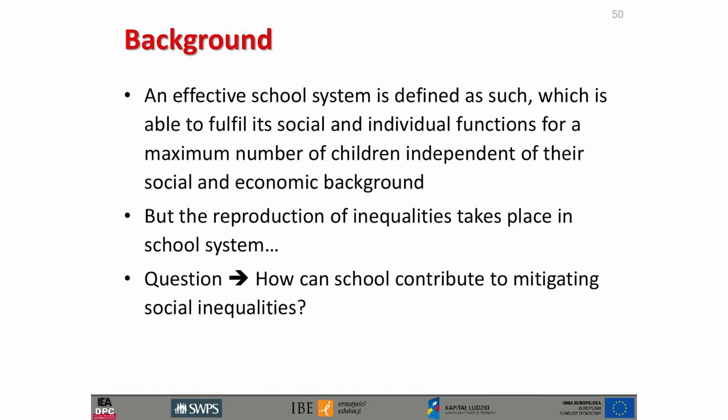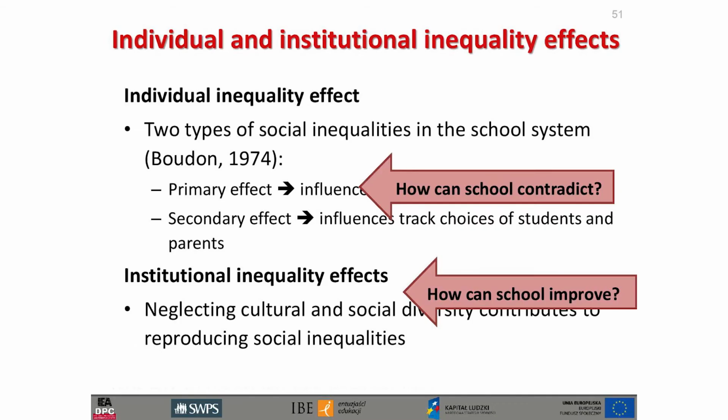But the reproduction of inequalities takes place in the school system, and the question is, how can school contribute to mitigating social inequalities? Here are mentioned those two types of social inequalities that I already explained to you. They influence the cognitive skills and track choices, and my research is on both effects. And of course, there is the fact that neglecting cultural and social diversity contributes to reproducing social inequalities. Of course, when the politicians and the school system don't realize the problem, then it is an implicit contribution to the reproduction.